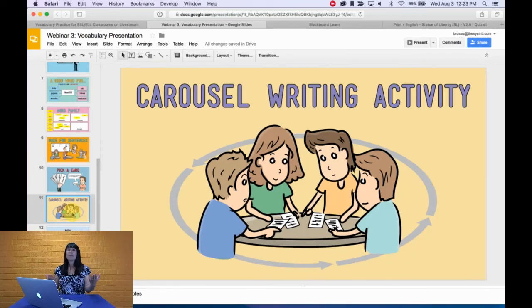Or you could put an image of the Statue of Liberty, or 3 images, and say, I want the story to have something to do with all 3 of these images. But then it gives them a starting place to write the story.